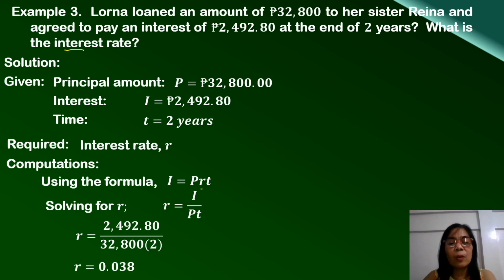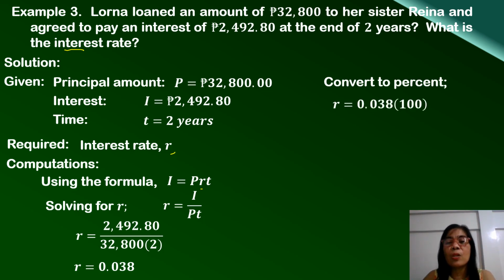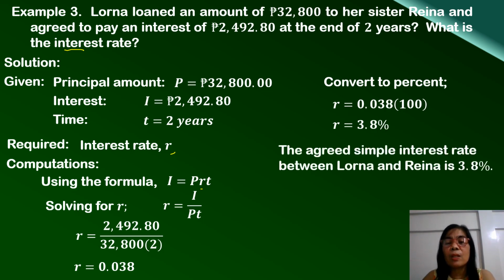Using your calculator, we have R is equal to 0.038. Since we are asked to find the interest rate, again, R should be expressed in percent. So you have to convert R to percent. You just multiply 0.038 by 100, giving us R equal to 3.8%. So therefore, the agreed simple interest rate between Lorna and Rena is 3.8%.